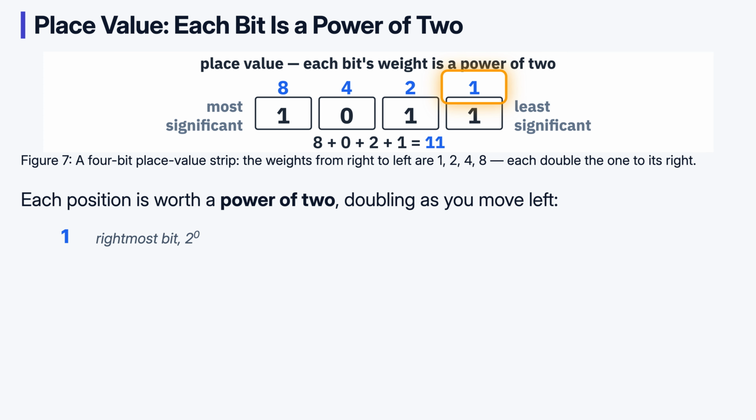Just like decimal, binary uses place value, but instead of each position being worth 10 times the one to its right, each position is worth 2 times as much. The rightmost bit is worth 1. The next bit to the left is worth 2. The next one is worth 4. And the next is worth 8. Each weight is double the one before it, and every weight is a power of 2. Memorizing the powers of 2 will save you time again and again.